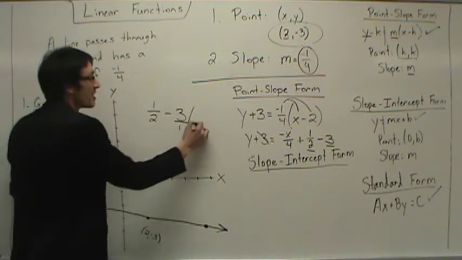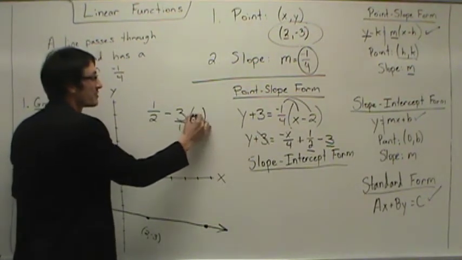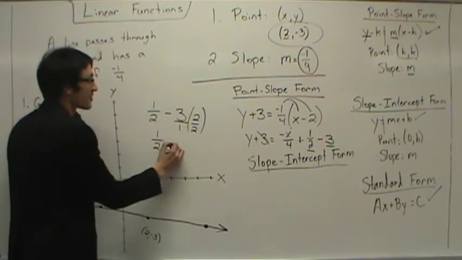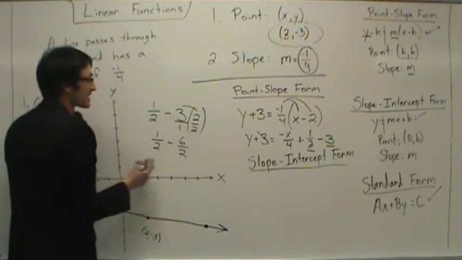The trick is this: multiply your 1, or your denominator over here, by 2. If you do this to the bottom, you also have to do this to the top. So we're going to multiply by 2 over 2. We're going to have 1/2 subtract. Here we have 3 times 2 is 6. 1 times 2 is 2, so we have 6/2.